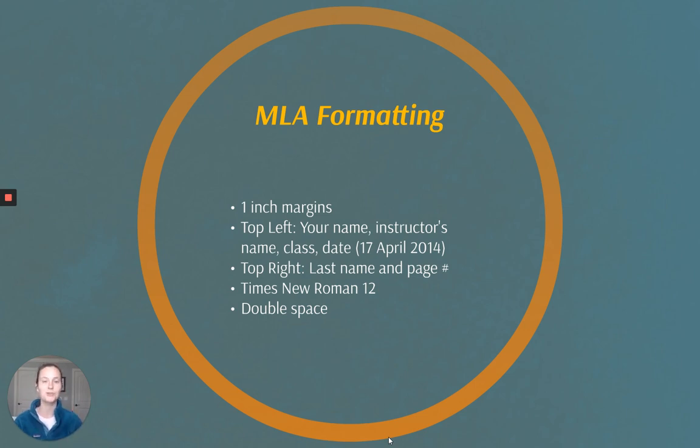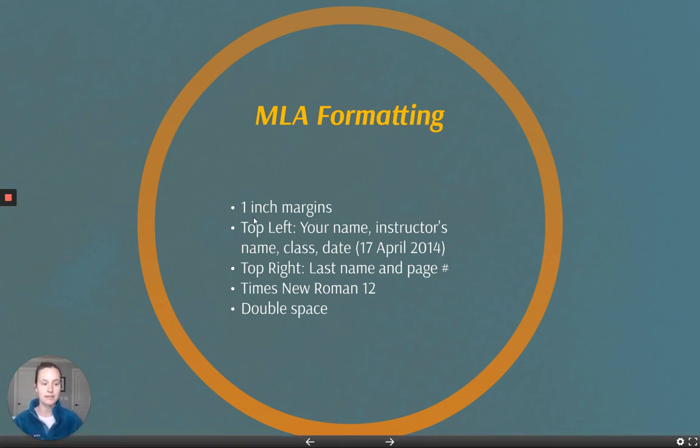In the top left corner, your name, my name, the class, and the date. Remember that your rough draft needs to have the rough draft due date. Your final draft needs to have your final draft due date. In the top right corner, you need last name and page number. All of this should sound very familiar. The entire paper should be in Times New Roman 12, and everything, including your works cited page, should be double spaced. So this applies to every paper.